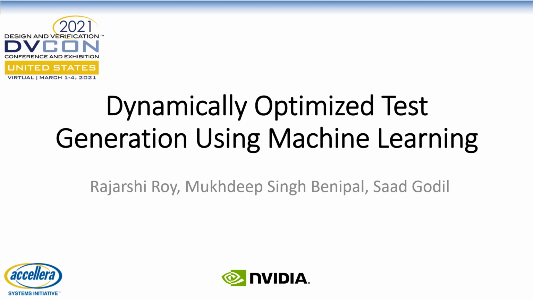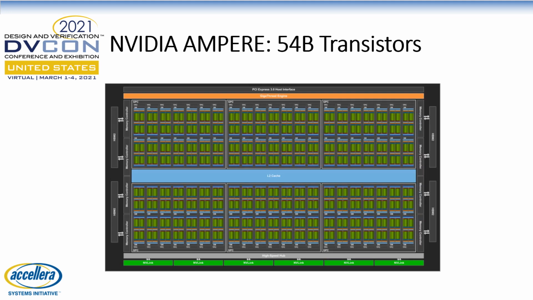Welcome. Today I'm going to talk about how we can dynamically optimize test generation using machine learning. This is the architecture that we were verifying last year at NVIDIA. With 54 billion transistors, it is one of the largest chips in production. In order to ensure that this hardware works as intended, we heavily utilize constrained random testing.